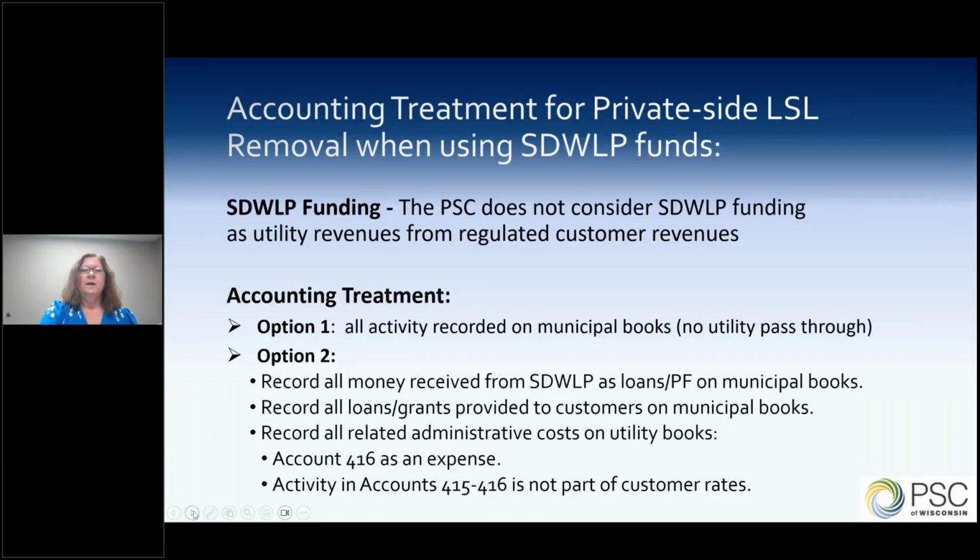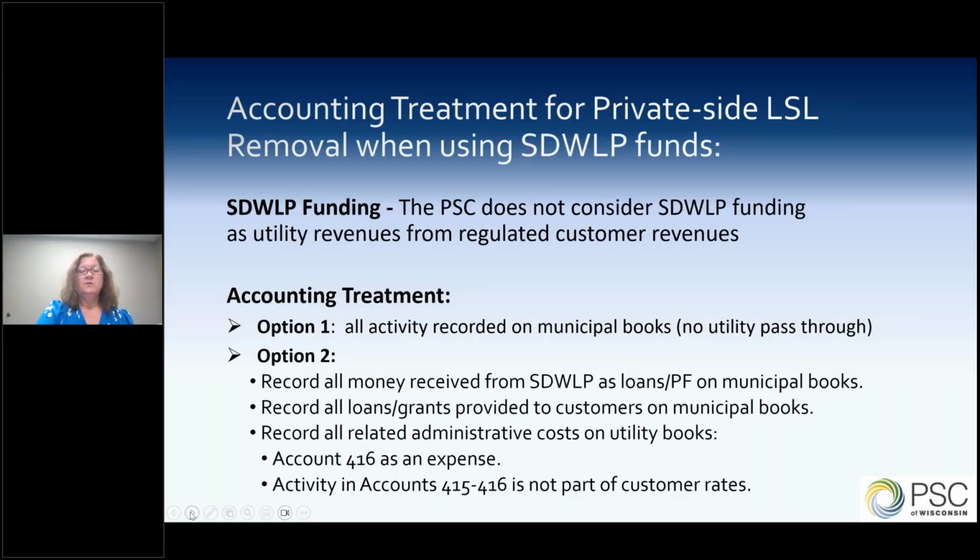which you've seen already. What do you do for accounting treatment when you're replacing private side LSLs using the Safe Drinking Water program funds? Well, first of all, the important thing to keep in mind is this is not a utility financial assistance program. It's considered something that is funds provided to the municipality. So the easiest way to keep this nice and clean is option number 1. All activity related to this Safe Drinking Water Loan Program funding is on the municipal books, and the municipality handles everything. We know that can be a challenge due to staffing limits and other things like that.